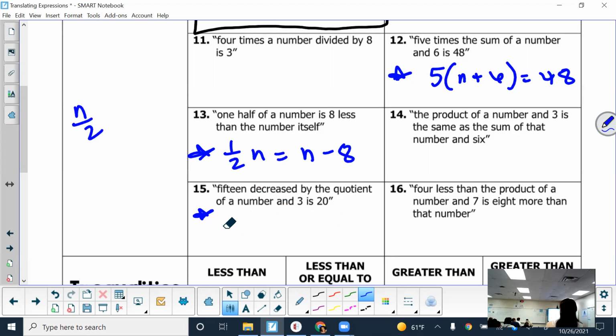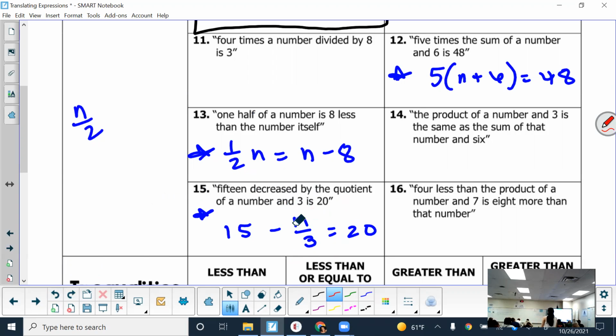15 and divided by 3. Good, and I know you said parentheses. You can put it in parentheses if you want. Do I really need to though? No, because order of operations would tell you to divide that out first anyway, right?